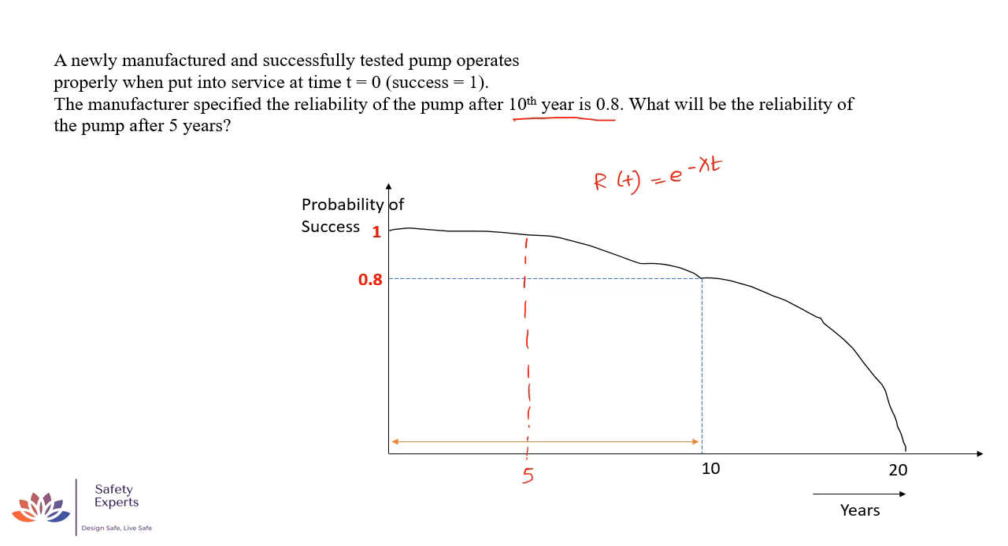Now there are two unknowns here, that is lambda and R(t). Both are unknown. But we know one thing, that R(10) is equal to e to the power minus lambda 10, right? So from this equation, we need to derive the value of lambda. And then we need to put this lambda value here in the 5-year equation of lambda 5. And from that, you can get R(5).